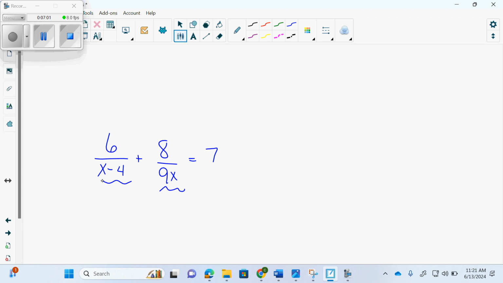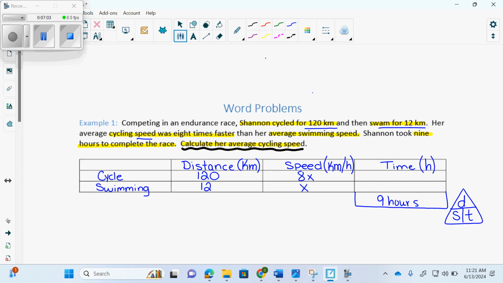We agree? So, time. I'm looking for time. Bye-bye time. What does it equal? Distance over speed. So the distance over the speed of the first column would be 120 over 8x. Crazy, there's an x on the bottom. There should be. It's a rational. We're in the rational unit. Yes? How do we get the other box? Distance divided by speed, 12 over x.